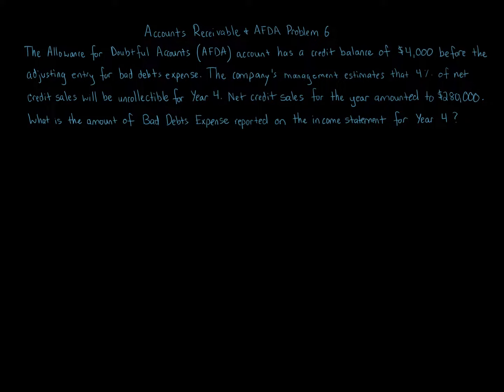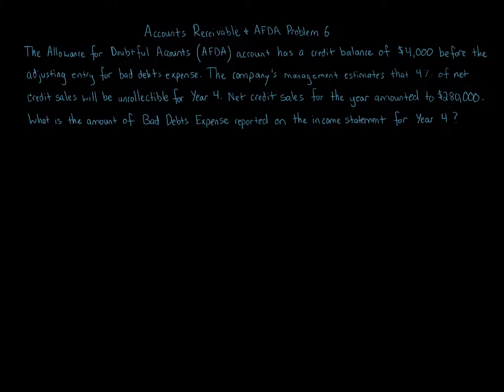Accounts Receivable and AFDA Problem 6. The Allowance for Doubtful Accounts (AFDA) account has a credit balance of $4,000 before the adjusting entry for bad debts expense. The company's management estimates that 4% of net credit sales will be uncollectible for year 4. Net credit sales for the year amounted to $280,000. What is the amount of bad debts expense reported on the income statement for year 4?